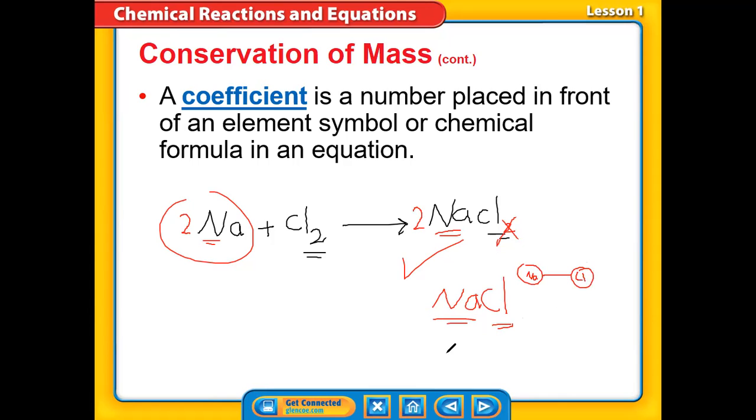But if we said NaCl2, it means 1 sodium is bonded to 2 chlorine. So do you think they are the same? No. By adding this 2, you already change the formula, and this is wrong because sodium cannot bond with 2 different atoms. It can bond with 1 only. Good idea?